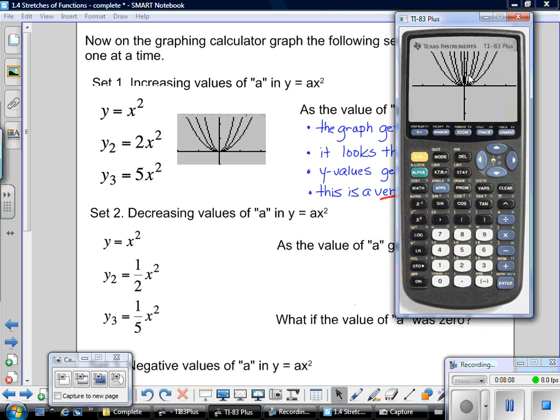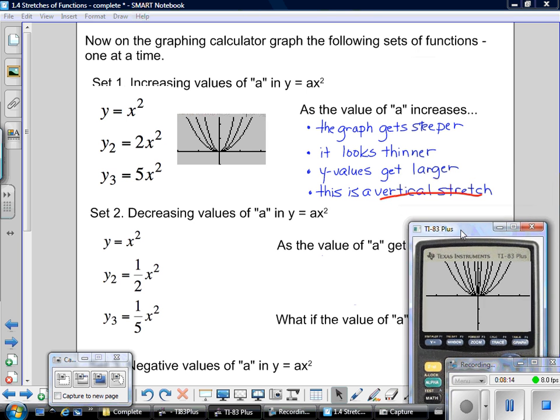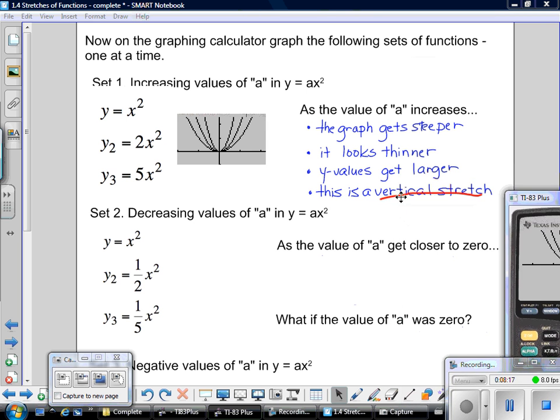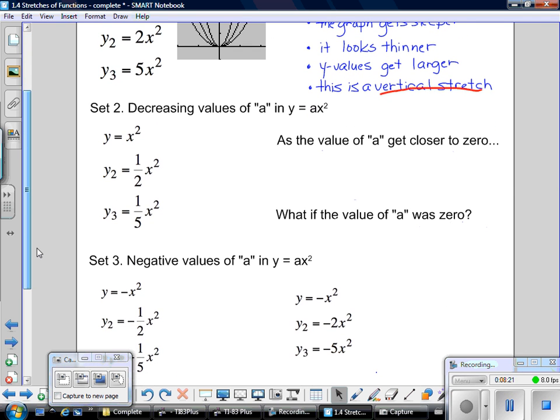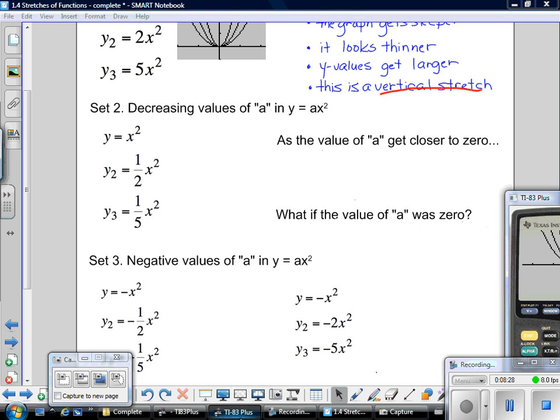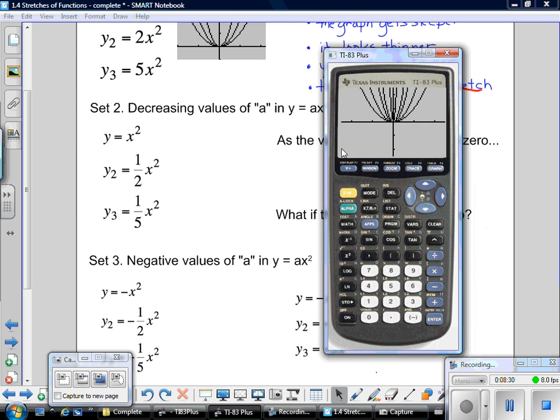So you notice as the numbers get larger in front of the x squared, it stretches those y values. So that's why we call it a vertical stretch. Now we're going to take our graphing calculator again, and this time I'm going to put smaller values in front of the x squared. And you maybe can predict already what would happen.